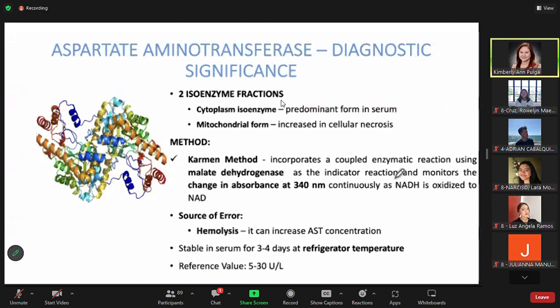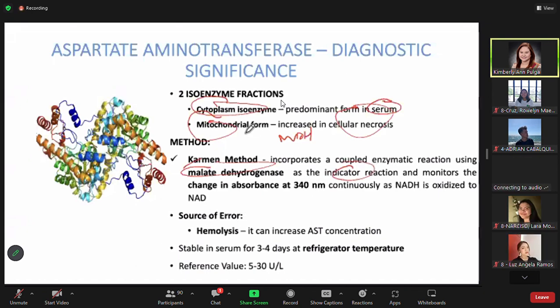Now, for the isoenzymes, we have two here, cytoplasmic and mitochondrial. Predominant form in serum is the cytoplasmic, and the mitochondrial form appears in cellular necrosis. For the method, Karmen method, you already know this in our CC1, no? Karmen method here. So we have your malate dehydrogenase or your MDH here as an indicator reaction. So we will be measuring the absorbance here at 340 nanometers. Okay? So the source of error, hemolysis.